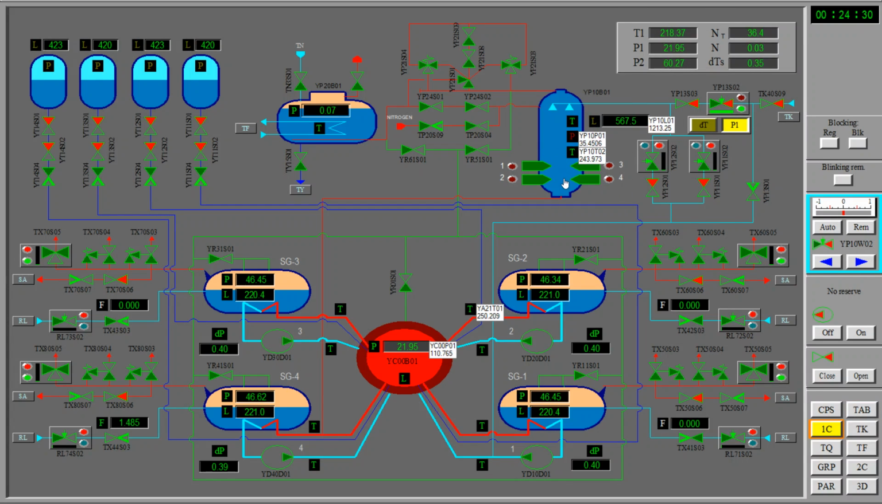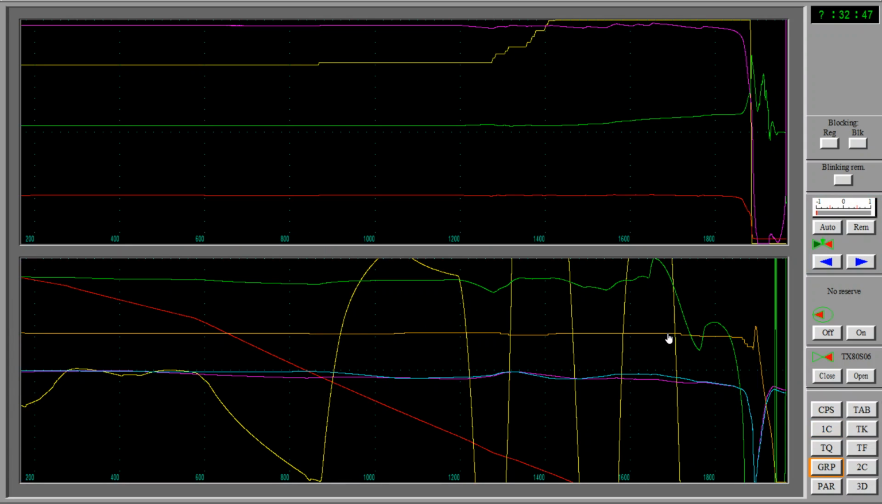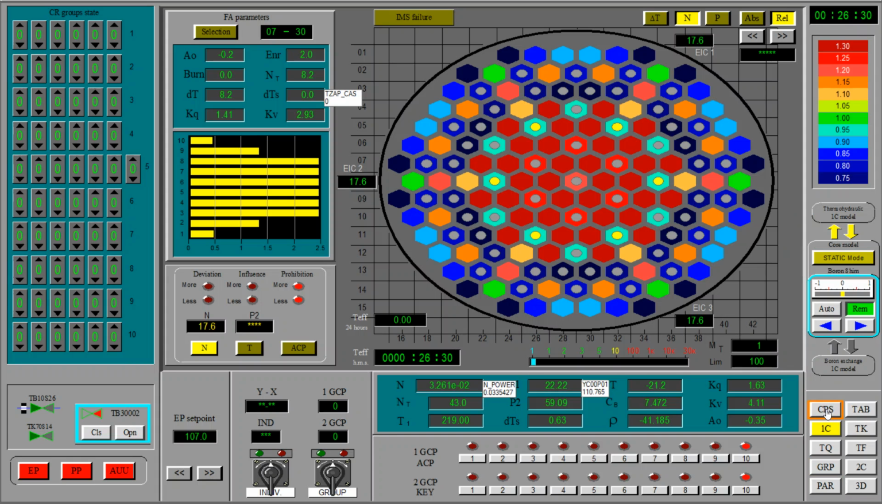And why this happened, maybe because of boiling. I cannot really tell why, but for sure the level in the pressurizer went too low here, went below 400, and this caused this scram. We see the decrease in power here a bit after the level went below 400.